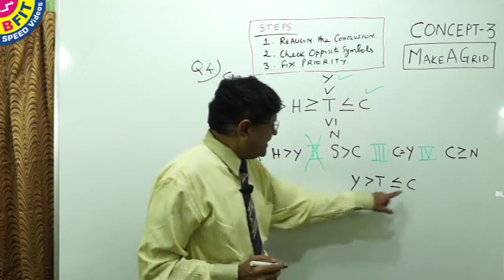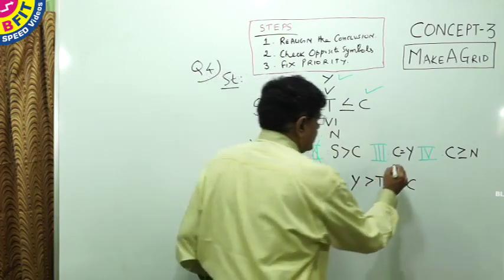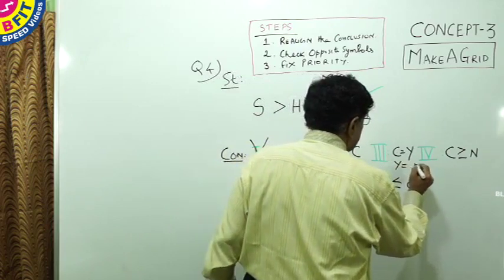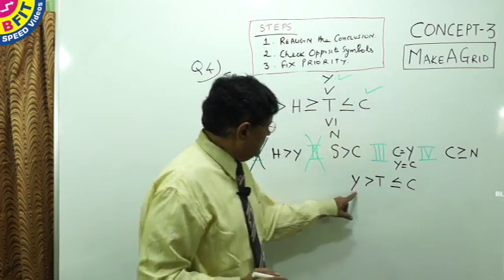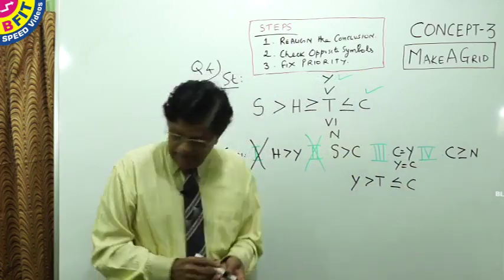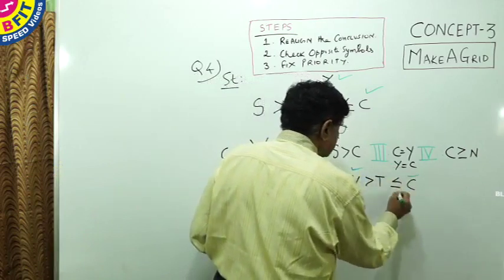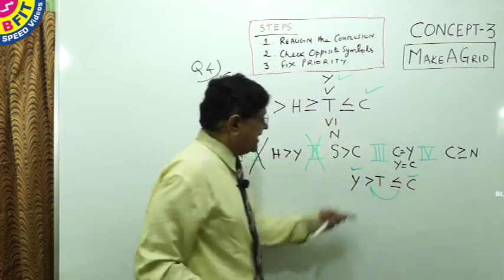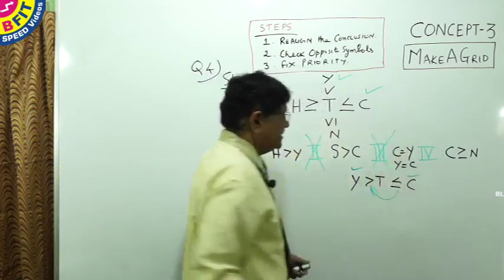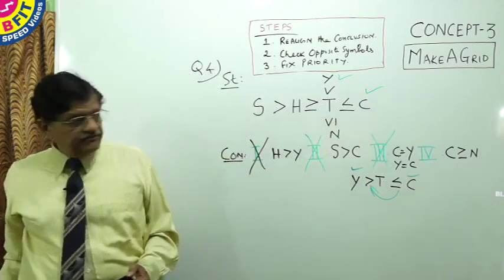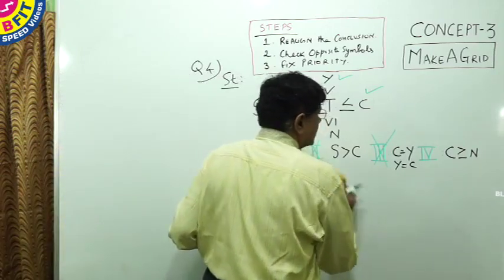Now it starts from Y and ends with C. Here the connecting link in the conclusion is C is equal to Y. Therefore we have to reorder the conclusion: Y is equal to C. Now between these two, Y and C, the symbols are greater than and less than or equal to, opposing symbols are there. Therefore again no conclusion is possible. So the third conclusion is also false. That leaves us to the fourth conclusion.